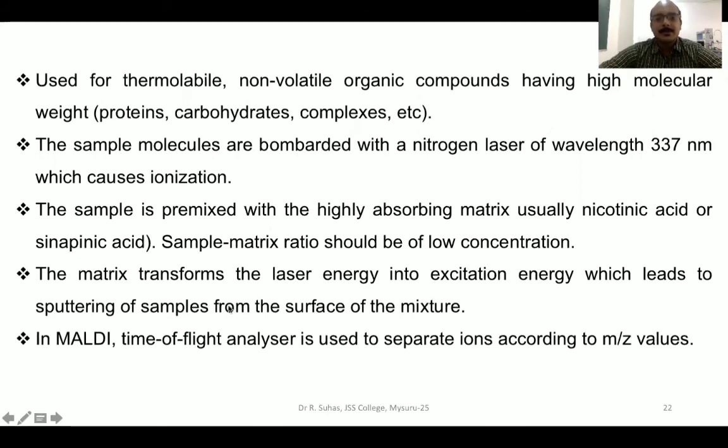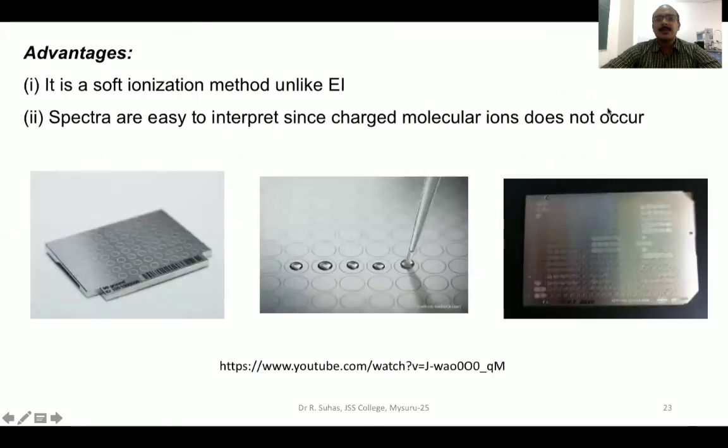and that blocking leads to harm to the instrument. So here the matrix first transfers the laser energy; the laser will hit the matrix. The matrix transforms the laser energy into excitation energy, and that leads to the sputtering of samples from the surface of the mixture. Usually whenever we use MALDI, we make use of a time of flight analyzer, and the main function of this analyzer is to separate the ions according to m/z values.